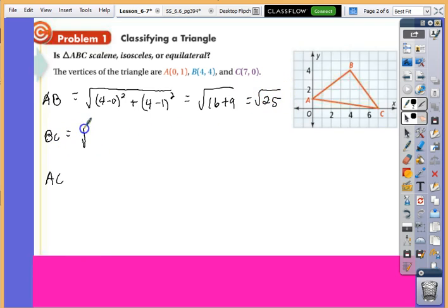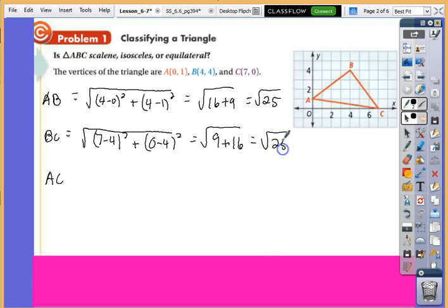And then BC is going to be 7 minus 4 squared plus 0 minus 4 squared. So that 7 minus 4 is 3. 3 squared is 9. 0 minus 4 is -4. -4 squared is 16. That is also the square root of 25. So at this point, I know it's at least not scalene.